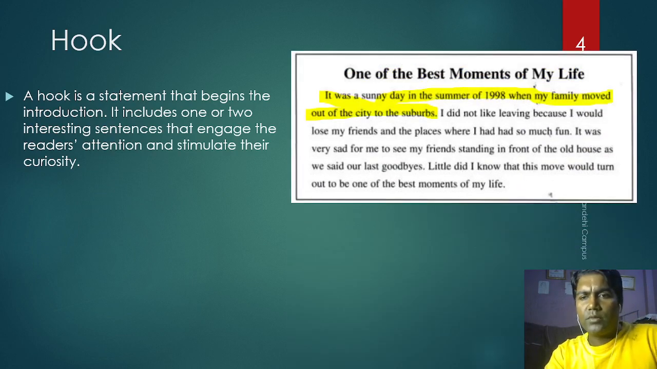For example, this is taken from the book. I can say one of the best moments of my life. You can see the writer has written a very interesting sentence in the introduction of the paragraph. The first sentence: it was a sunny day in the summer of 1998 when my family moved out of the city to suburbs. So here the writer is talking about some interesting fact about his life. So the first sentence of this paragraph is called hook.